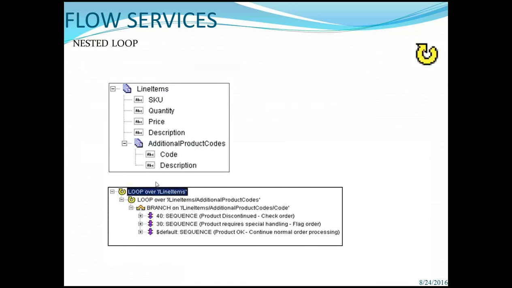If you want to go over sub elements, you have to write one more loop. For the first one, you write one loop on line items, and if you want to loop over all these elements, again you have to write one more loop, line items slash additional product codes, like this. This additional product codes is an array inside the line items array. In order to access it, you have to first loop over this and then this.